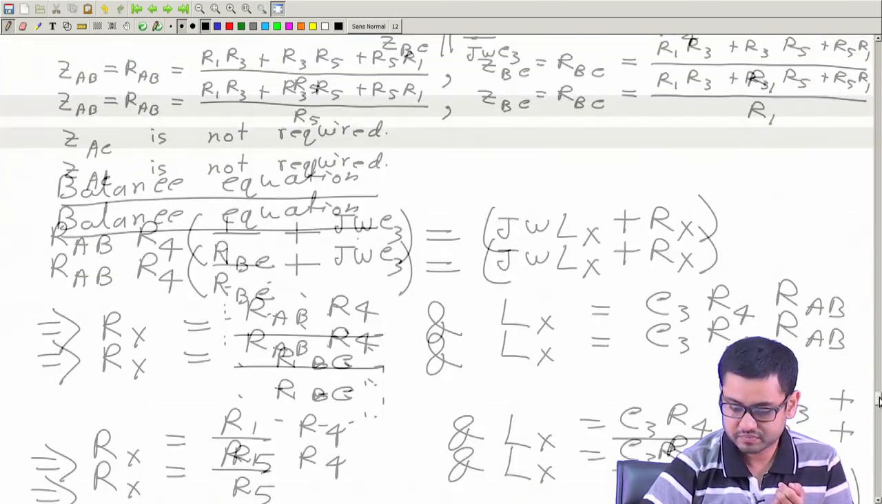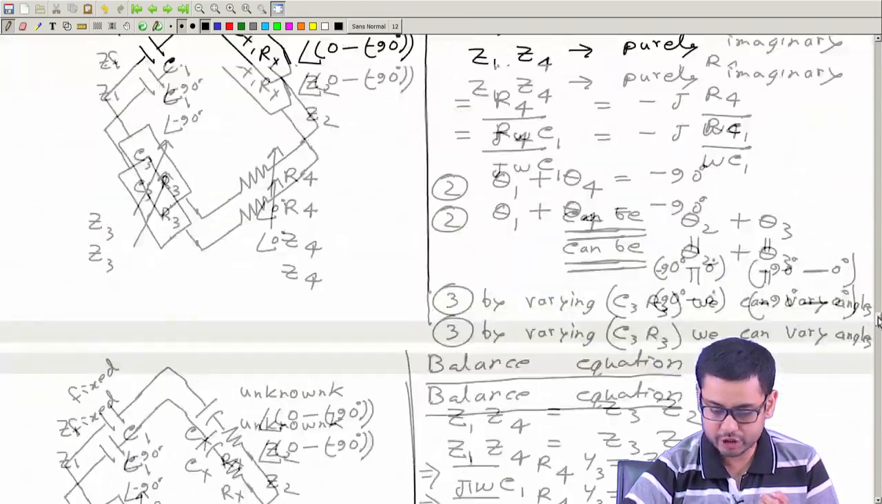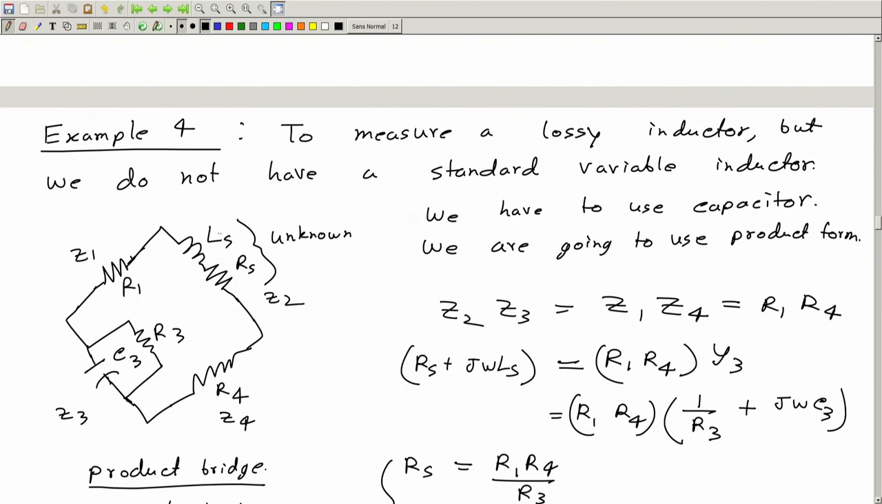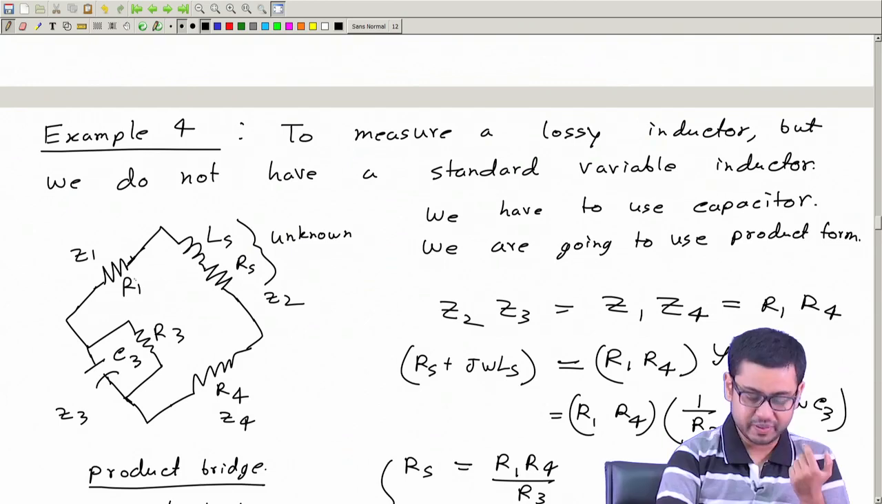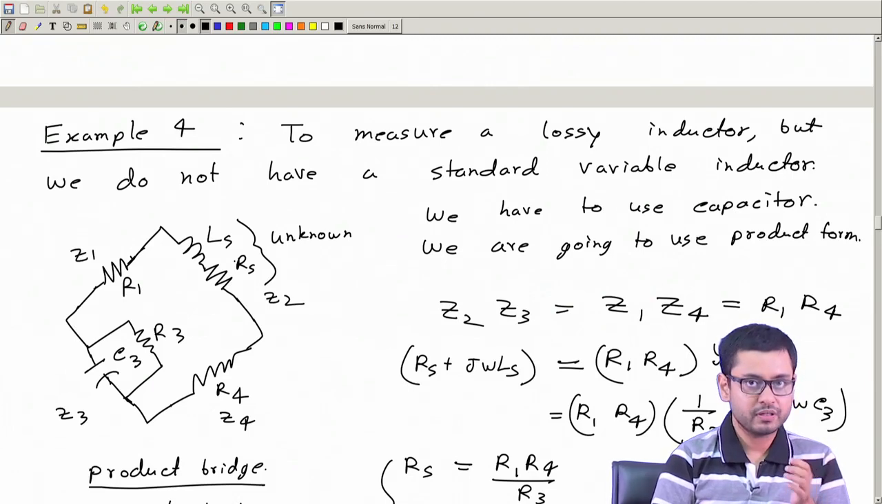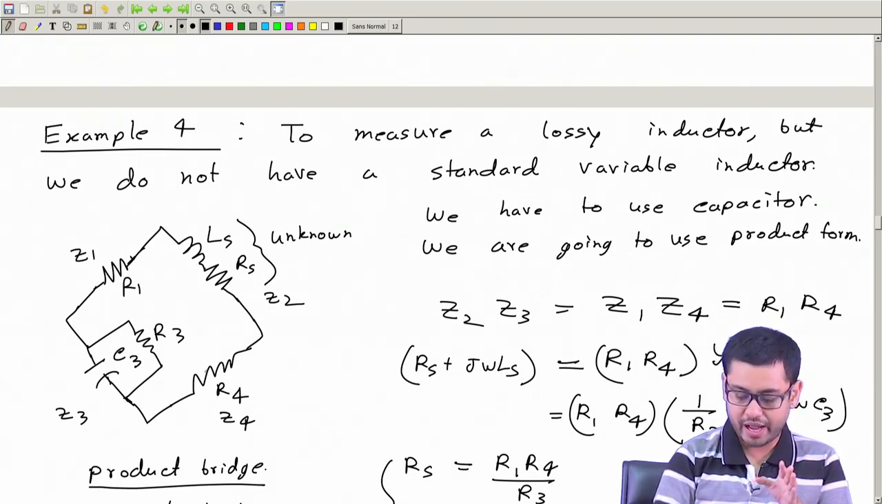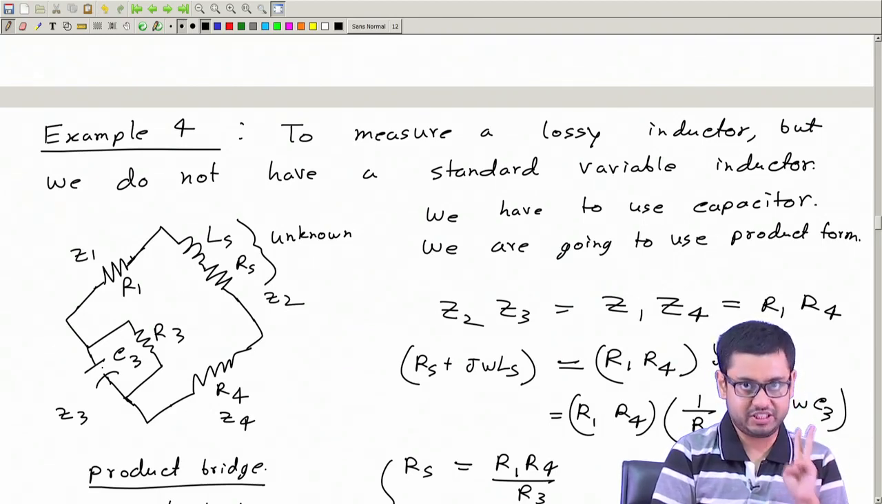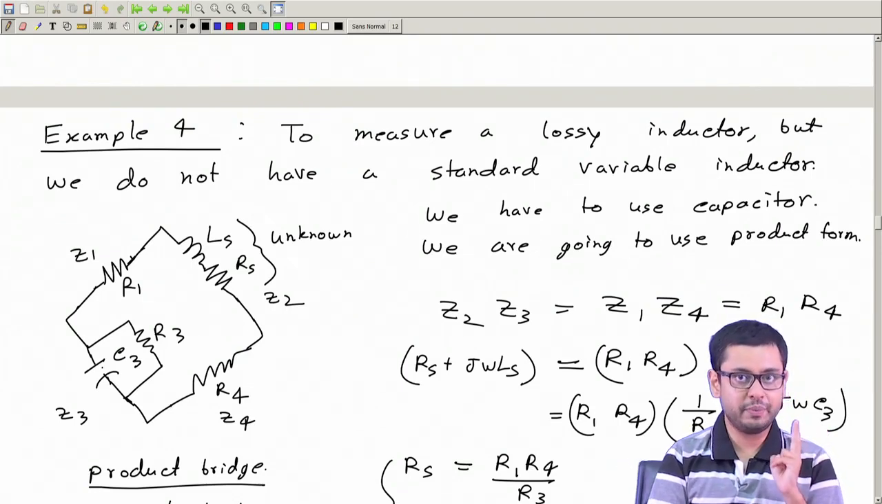For example, let us talk about Maxwell's bridge. Here we have two unknowns, L and R, and we at least need two to be variable, R3 and C3. We can keep the other two fixed. It is possible in theory, by keeping this fixed and varying only this, to get the balance. Although sometimes it may be convenient to adjust this also, at least two variables are to be adjusted.